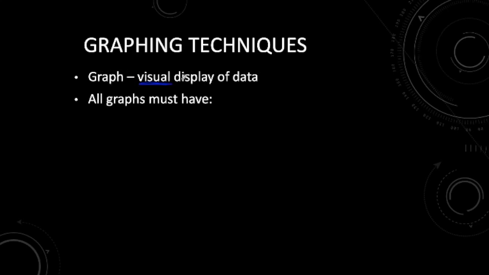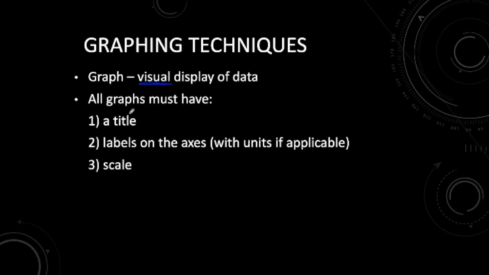All graphs must have a few things. All graphs must have a title. All graphs have x and y axes. The x is horizontal while the y is vertical. We'll put the title for our graph up here. These axes should have labels on the side. You should tell someone what the variable is. Often the independent variable is put on the x-axis, and the dependent variable, what you're measuring, is put on the y-axis.